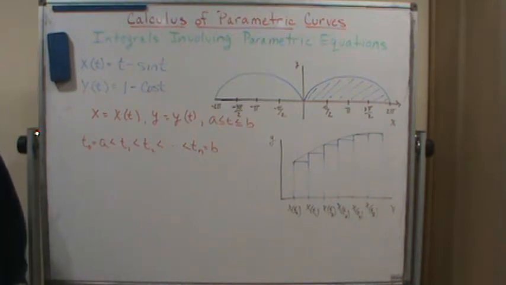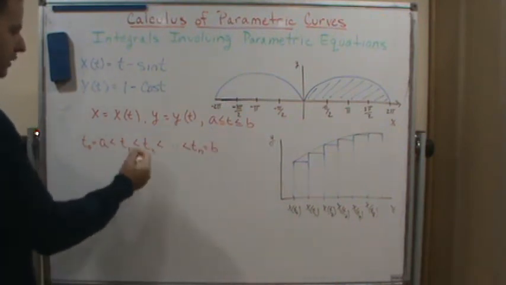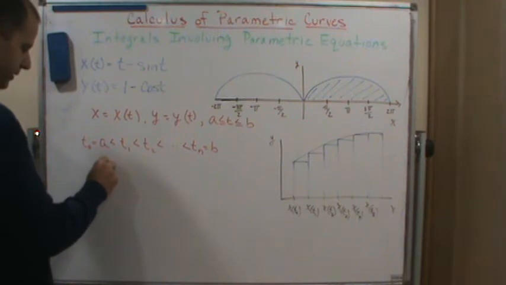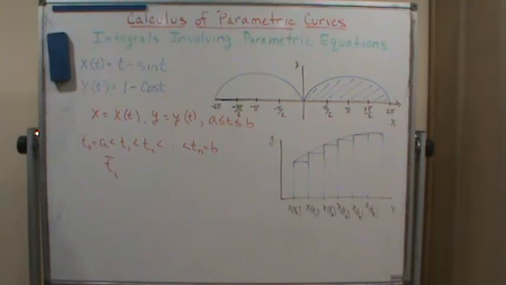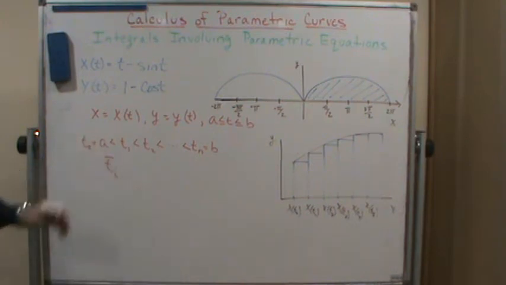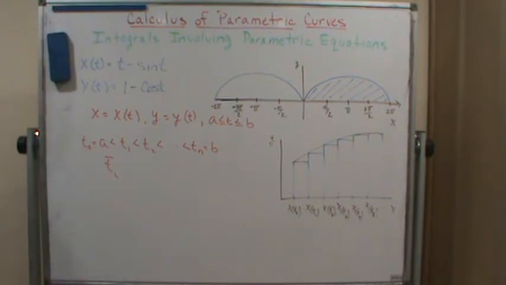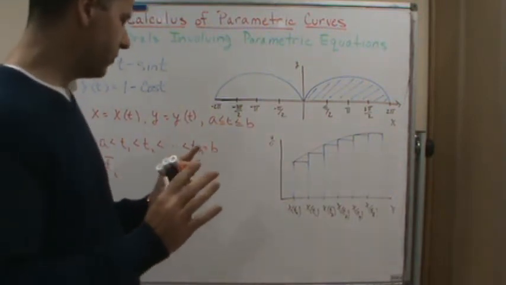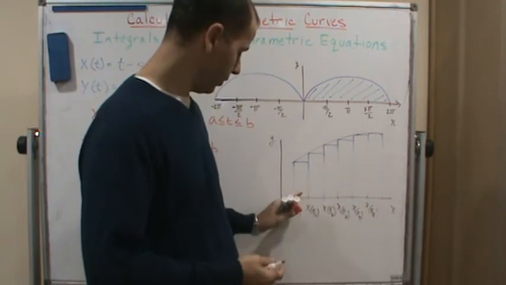Now what we're going to do is take a point in each subinterval, and we'll call this t bar sub i, where we're just taking some t value in the ith subinterval. So now we're going to use rectangles again to approximate the area under the curve. How do we do this?